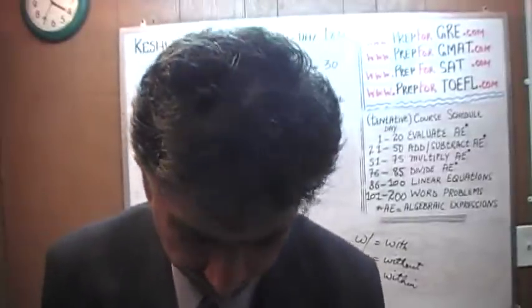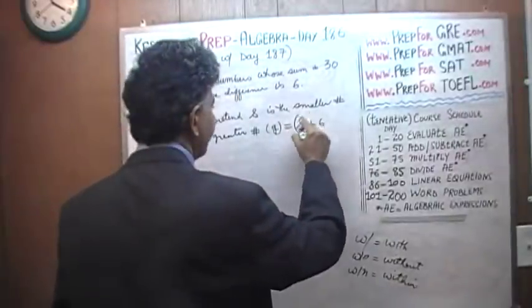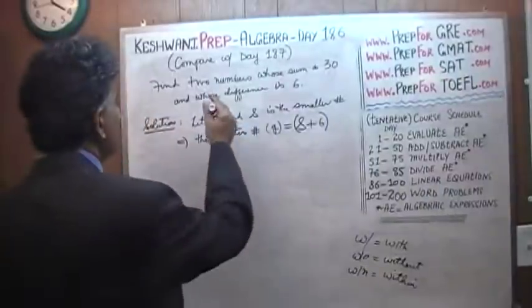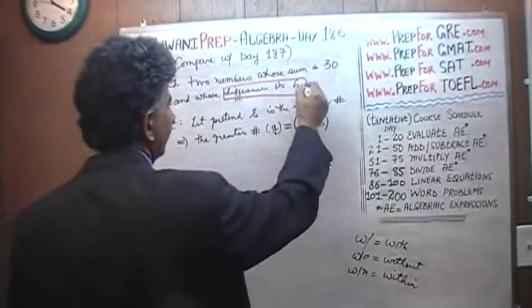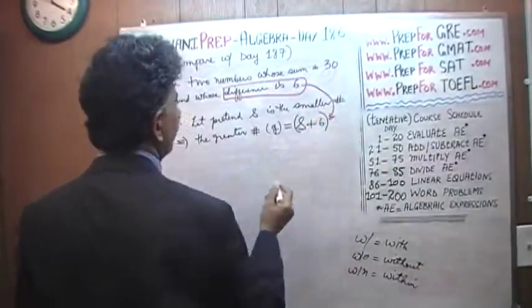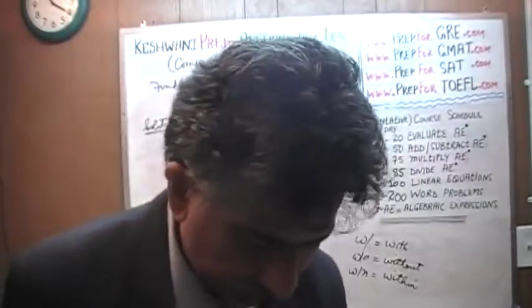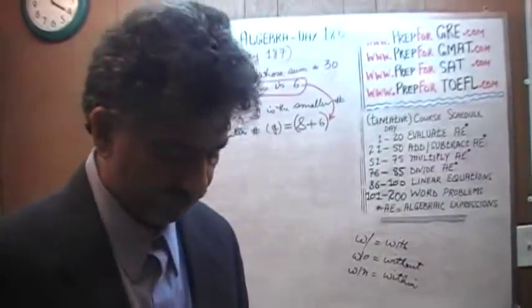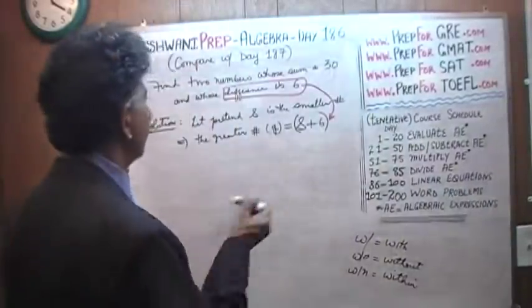Well, once we figure that part out, the rest is very simple. This S plus 6 part came from the information that the difference is 6. Now we're going to make use of the fact that their sum is 30. I'm looking for a different color here. There.